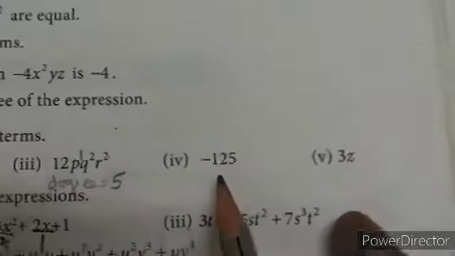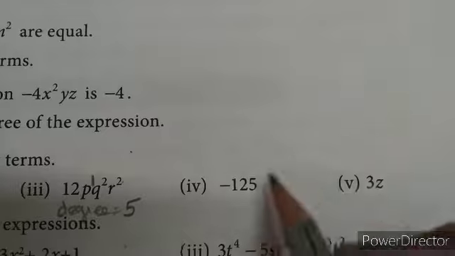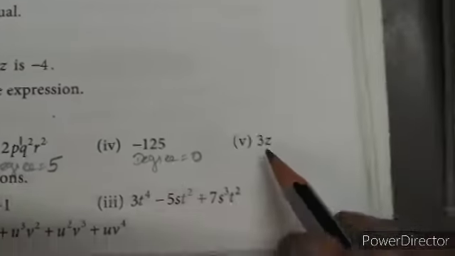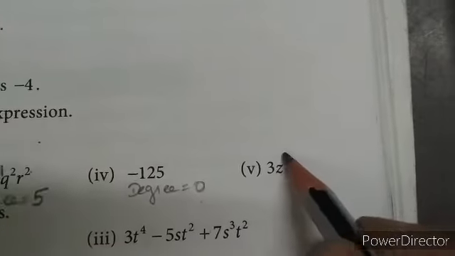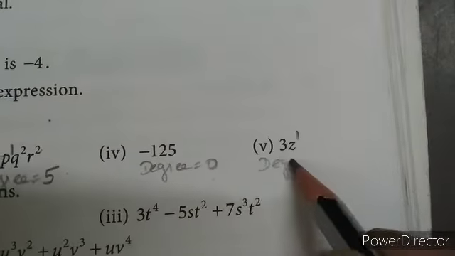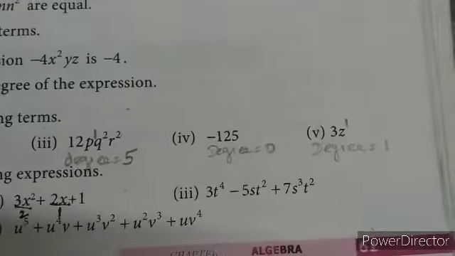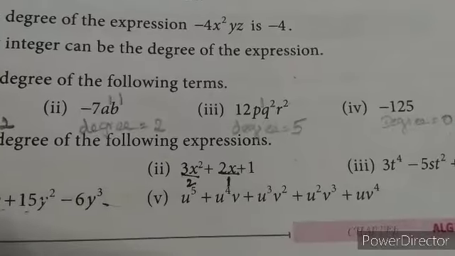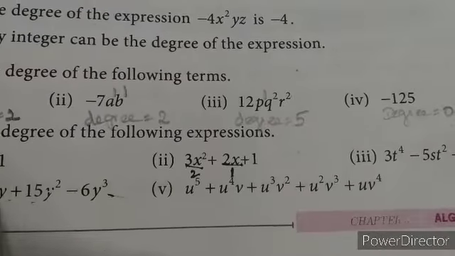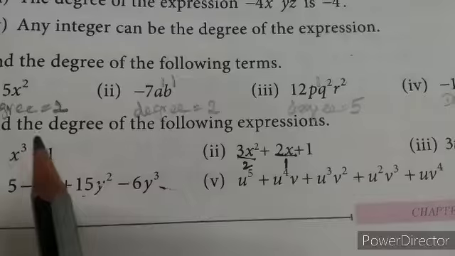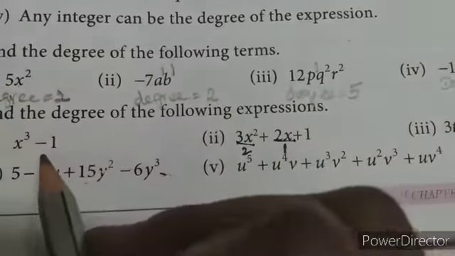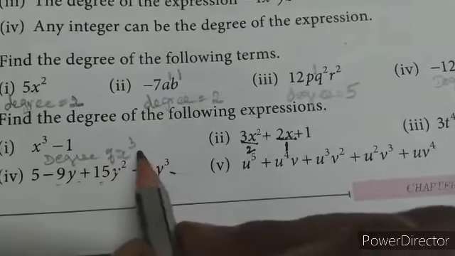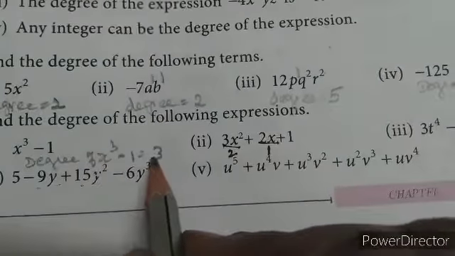Yes, here this is a constant number. So your degree is equal to 0. Now, here 3 is it. The power is 1. So your answer is 1. Next one, find the degree of the following expression. Subdivision 1, yes, the variable is x, power is 3. So your answer is, degree of x cube minus 1 is 3.